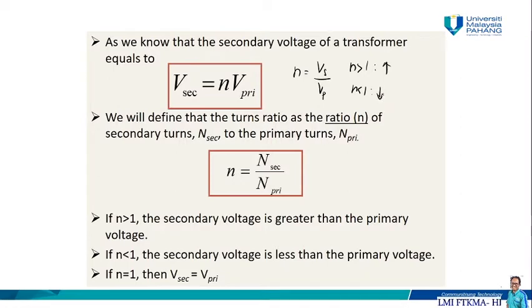Step up, step down. So we define the turns ratio N as the secondary turns N secondary over the primary turns N primary. This is the same as with the voltage. And if N is equal to 1, then V secondary is equal to V primary. That means the voltage is the same.